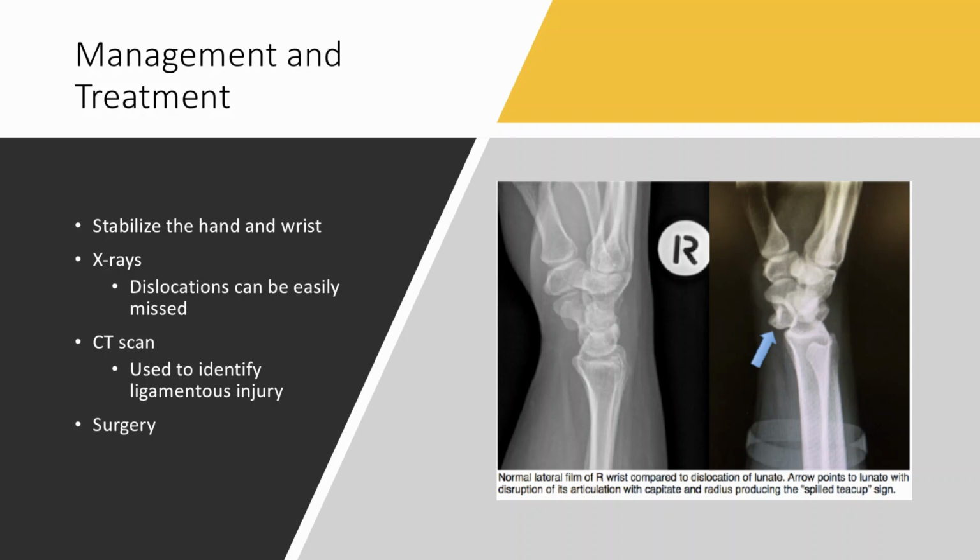As you can see in this x-ray, there's an arrow pointing to the dislocated lunate. But if that arrow wasn't there, some people wouldn't necessarily realize that that was an issue.